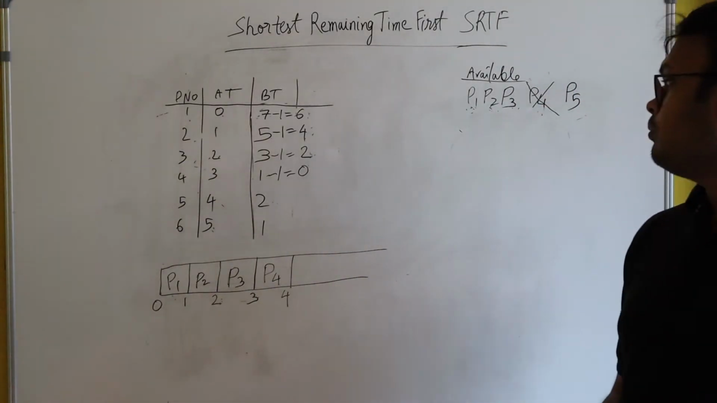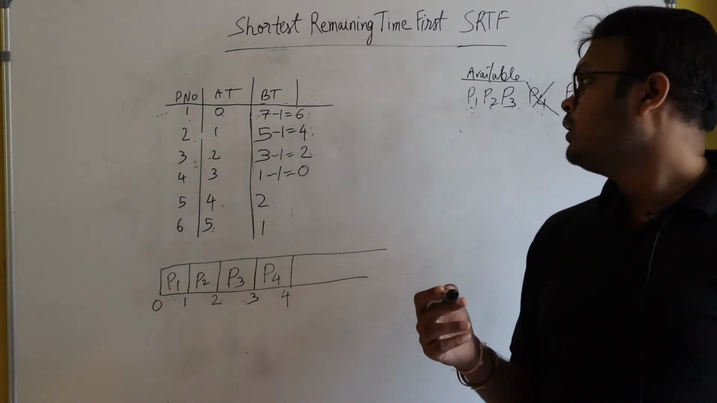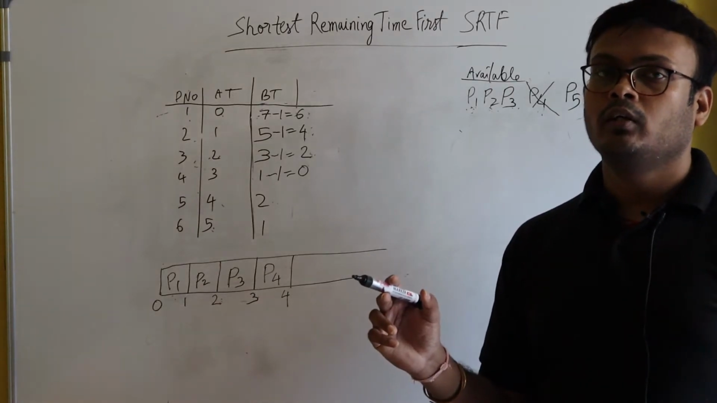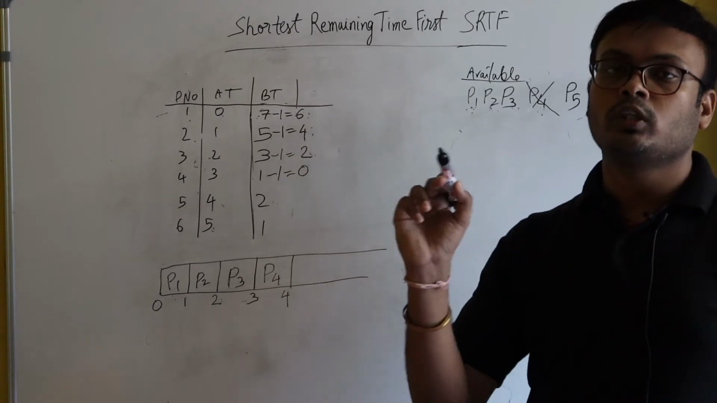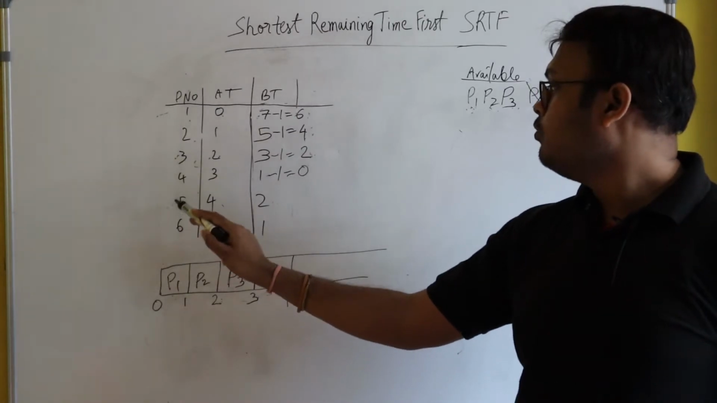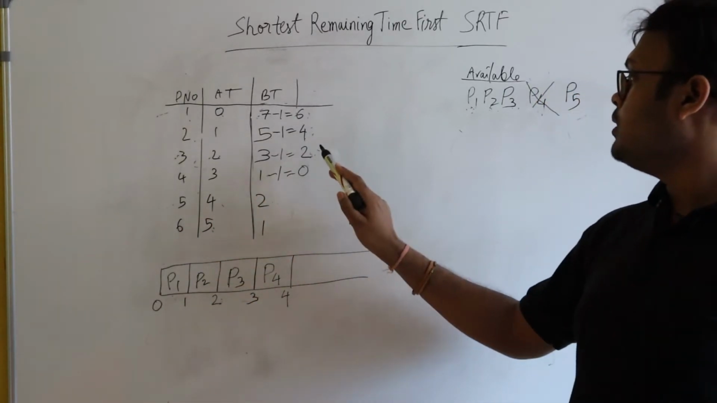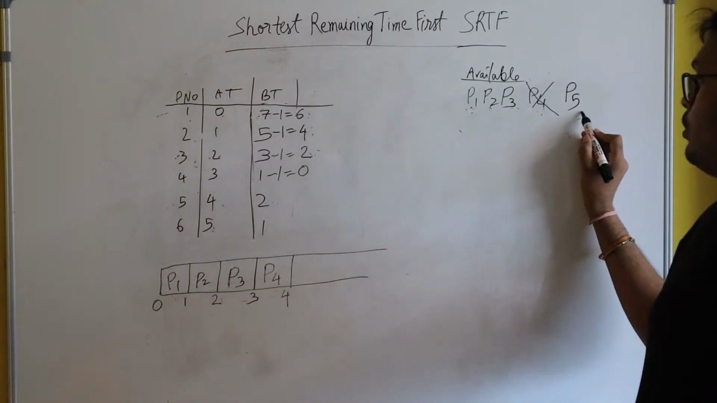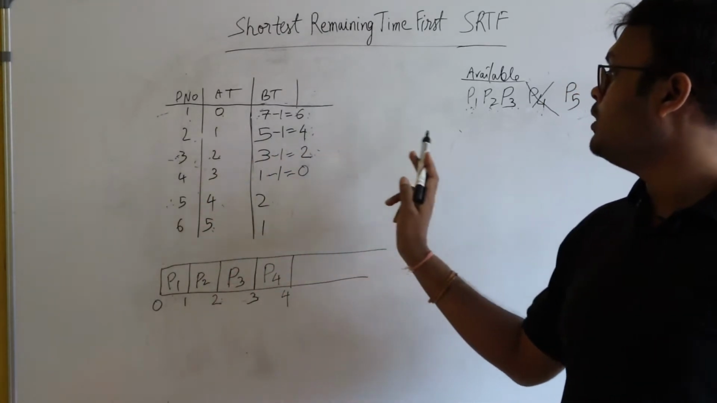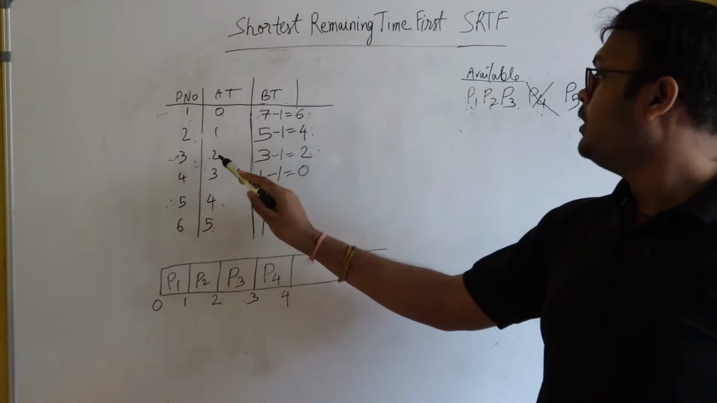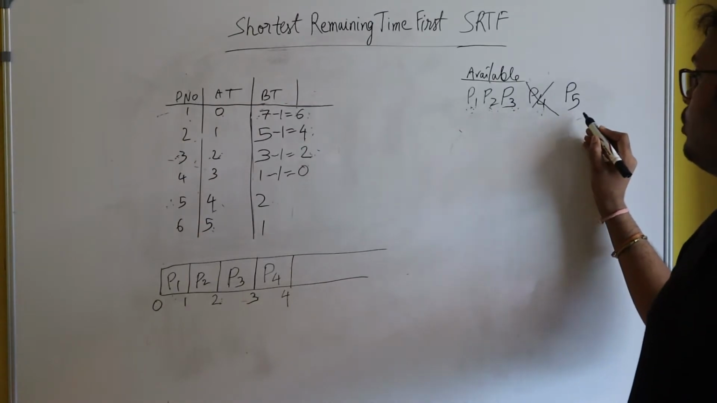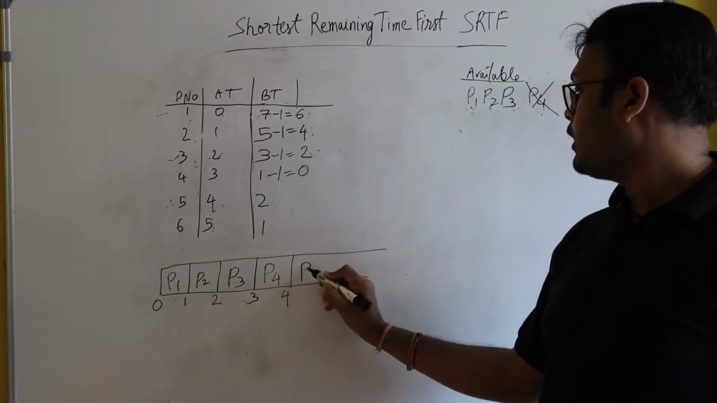In order to resolve this tie, there is a condition that if a process arrives earlier during the tie, then that process should be given the CPU. So among P3 and P5, which process came earlier? P3 came earlier, so the CPU will be given to P3, because P3 has arrival time of 2 and P5 has arrival time of 4. So the CPU will be given to P3, not to P5. So here again P3 will come.